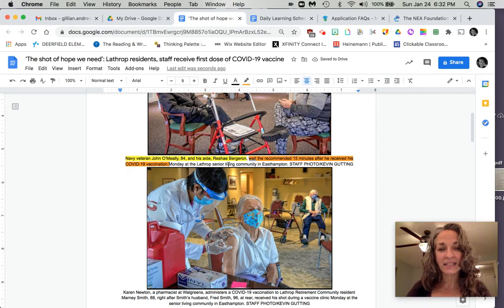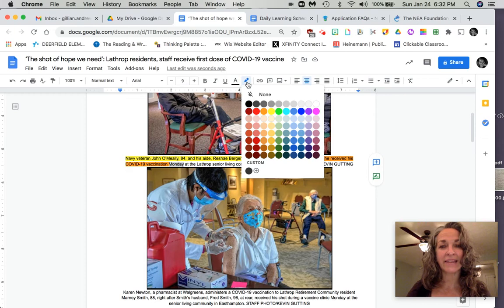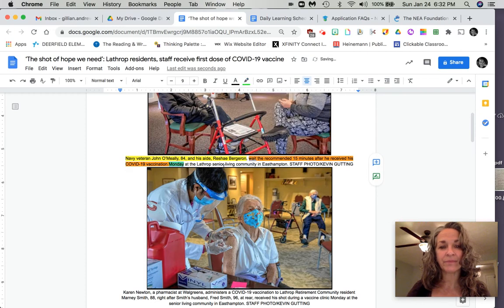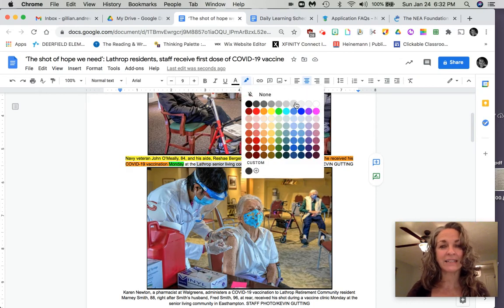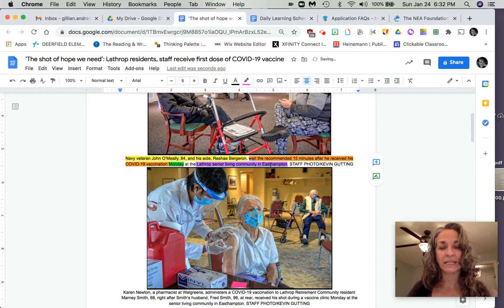Monday at the Lathrop Senior Living Community in East Hampton. Okay, I know that Monday is the when. I'm going to highlight that in green. At the Lathrop Senior Living Community in East Hampton. Okay, and that is the where. And I'm going to find a different color for the where. I'll do it nice and pink.